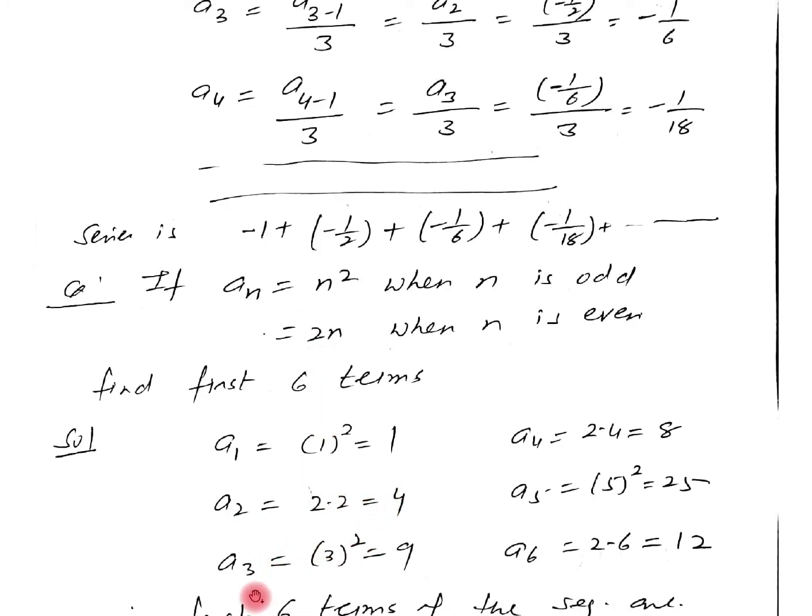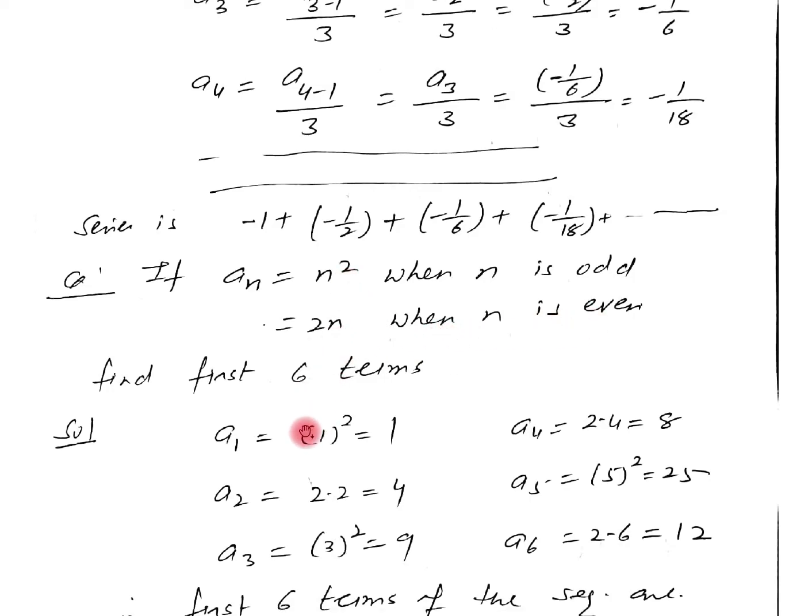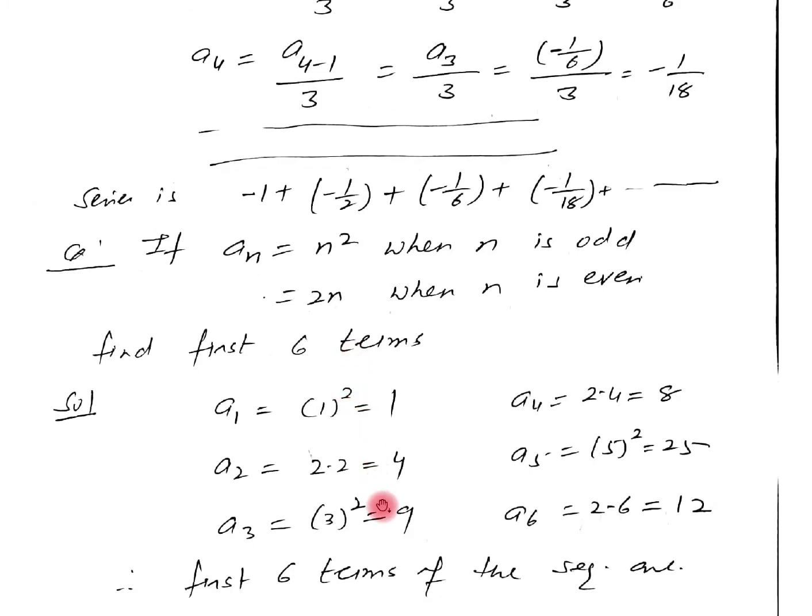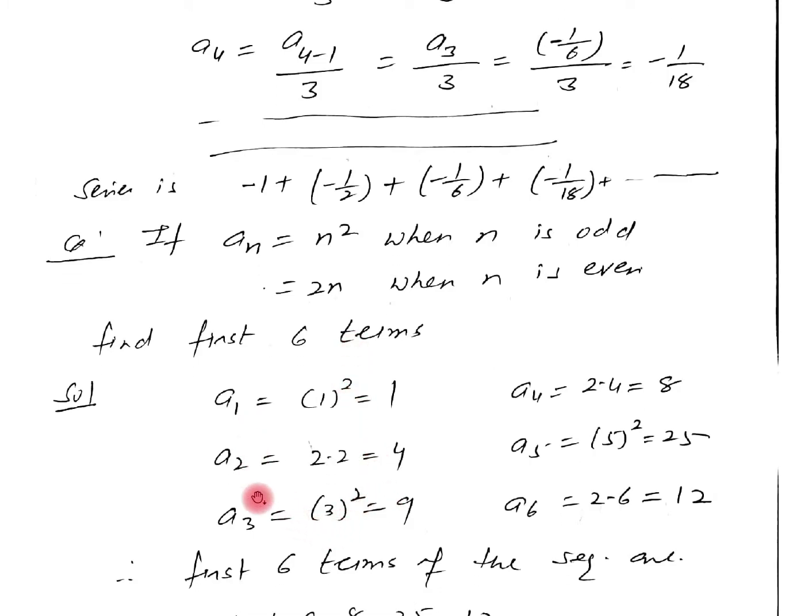Then we have to find out a3. Now it is odd. Therefore a3 equal to n square, means 3 square equal to 9. It means when n is odd, we have to put the value here. When n is even, we have to put the value here. In this way, we are finding all the terms of the given sequence whose nth term is given. So a3 equal to 9. Similarly, a4 equal to 8, a5 equal to 25, a6 equal to 12.